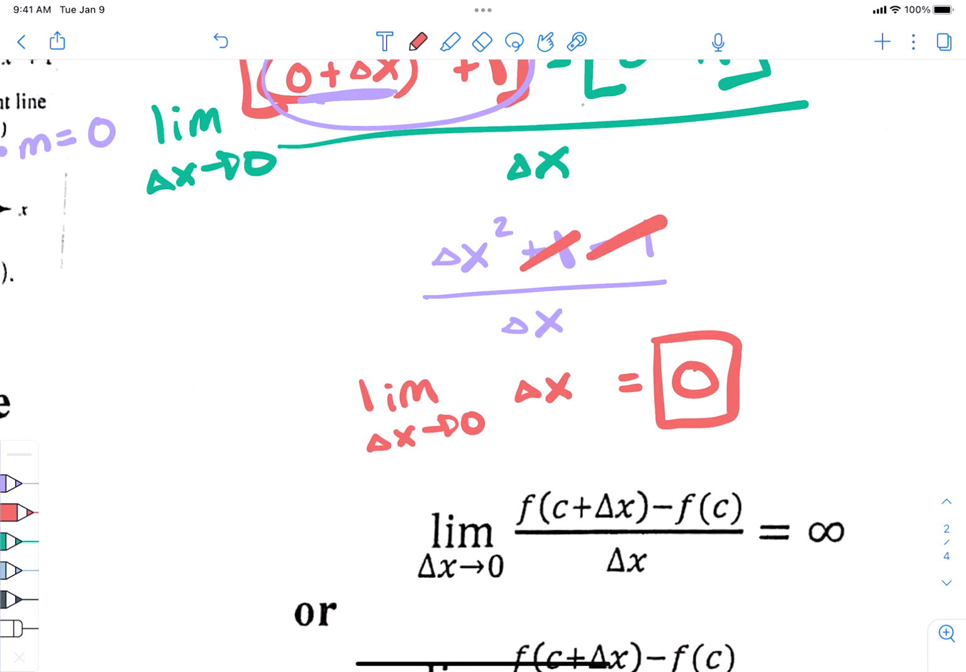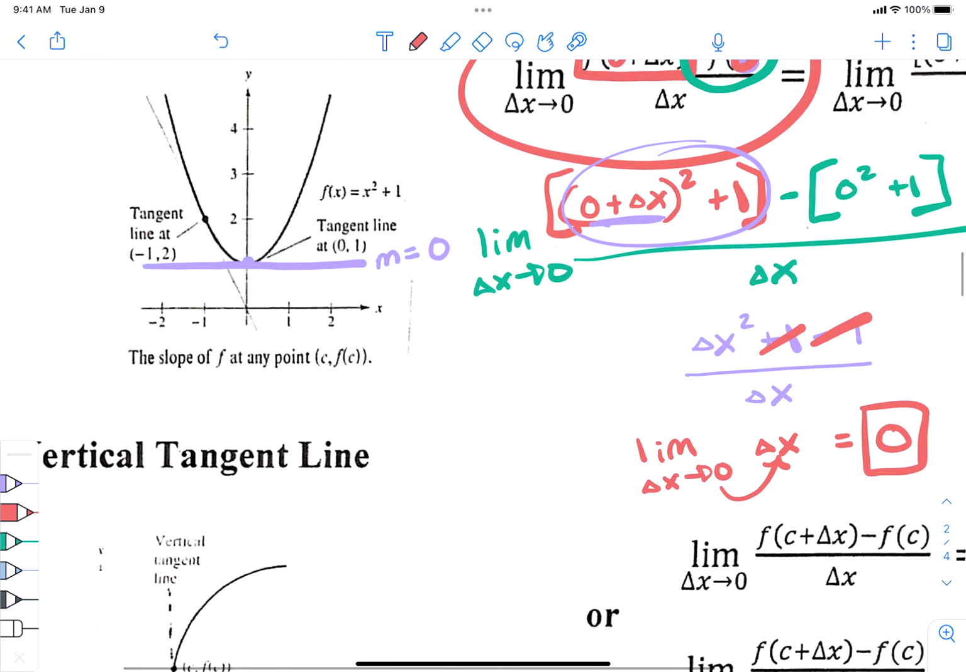Why? Because there's no number. You're just plugging it in, right? The change of x goes to 0. At this point, we can just plug in 0 for the change of x, and it's 0, right? We have found the slope. Does that make sense? Okay.